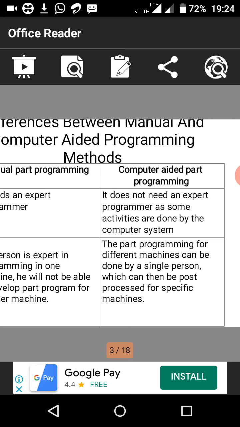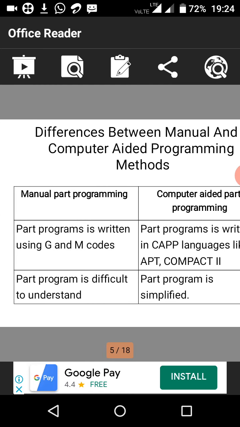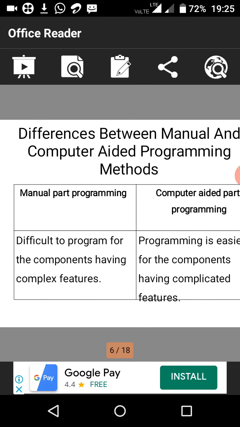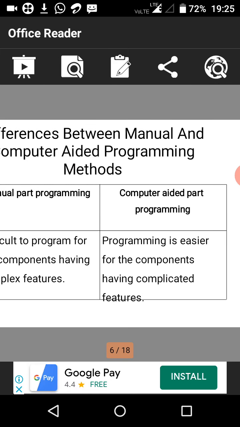In manual part programming it is difficult to understand the program, whereas in computer aided part programming it is simple and easy to understand. In computer aided part programming it is very easy to write and understand the program. So those are the differences between these two types of part programming. Manual part programming is suited to components having simple features, whereas computer aided part programming is easier for components having complicated features.